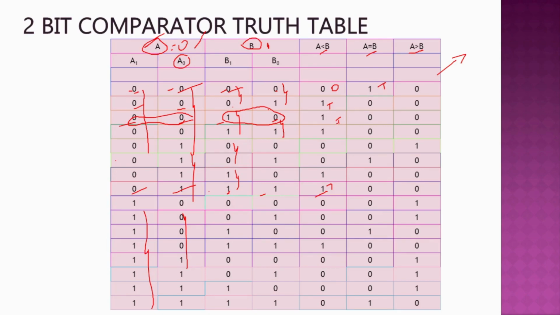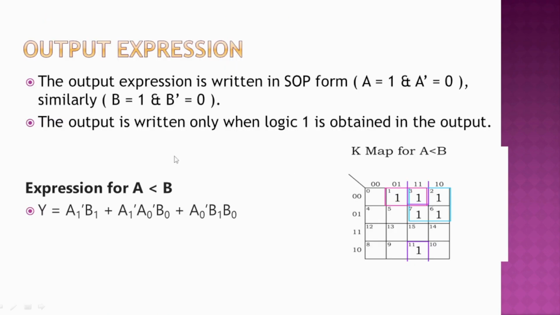With the help of this truth table, you need to draw the K map and find the equation for all these 3 outputs or conditions. The output expression is written in the form of sum of product method. In sum of product method, you need to mention 1 for A and 0 for A dash. The same condition is applicable for B. The output is written only when logic 1 is obtained.